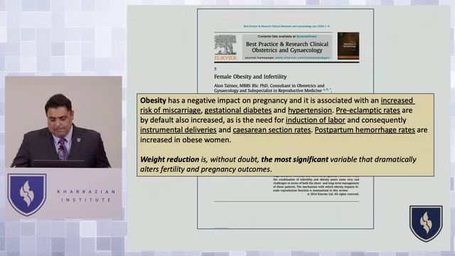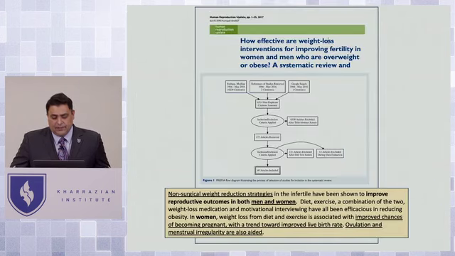I would also say that in many complicated cases of infertility, if there's obesity there, just some weight loss and some improvement in insulin resistance in PCOS can go a long way. You don't necessarily have to completely reverse it, but if you can make a dent in it, you can have a tremendous impact on fertility.